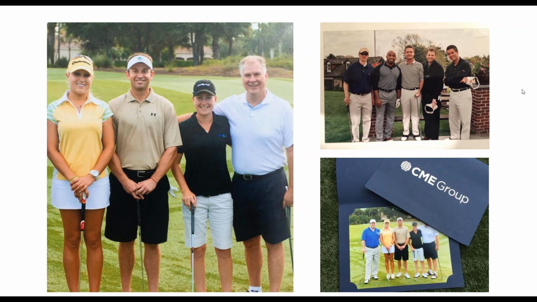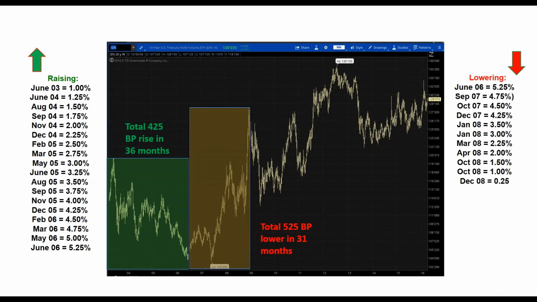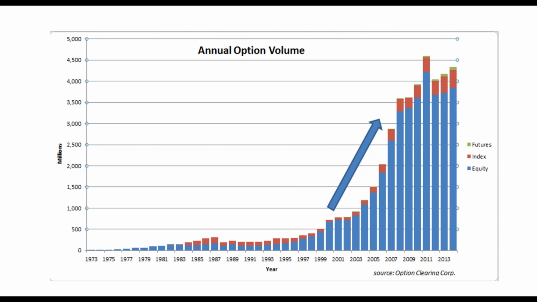But again, it's because the Fed was in play, interest rates were in play, but right when they stopped moving, that market died. And for me, I went over, started trading options. I was a market maker on the floor of the Chicago Board Options Exchange, and I was doing that because of the exponential growth in the options market.